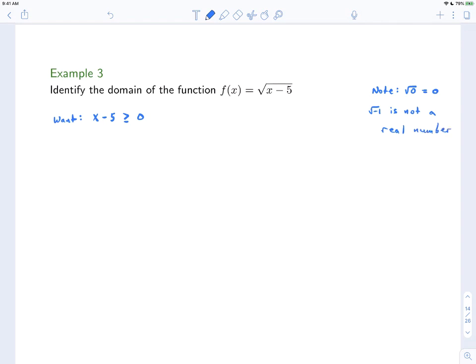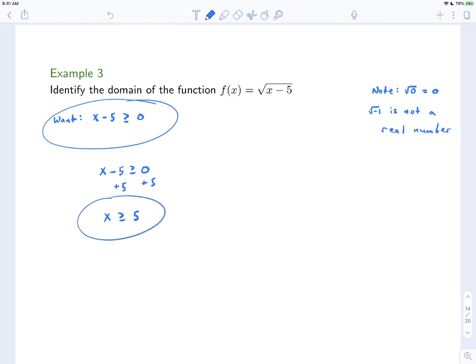That's because there's no real number that I can square to get a negative 1. So that's why we want to make sure that this is greater than or equal to 0. Now if x minus 5 is greater than or equal to 0, then you can add 5 to both sides, and you simply have that x is greater than or equal to 5. So this is the domain.